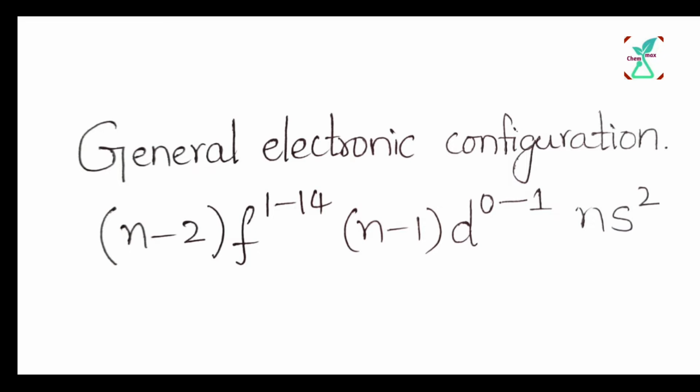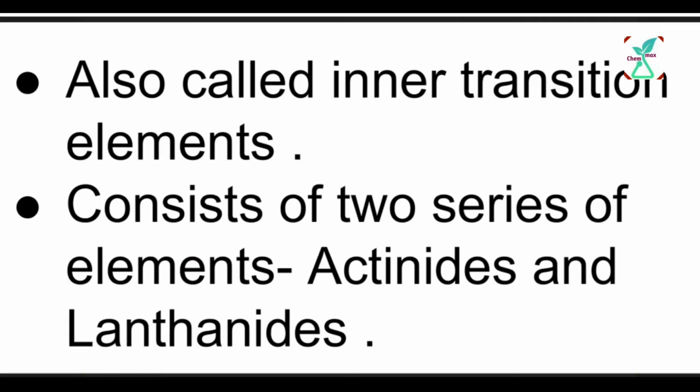These elements are also called inner transition elements and consist of two series of elements, and they are placed at the bottom of the periodic table. These two series are generated by the filling of characteristic electrons in the 4f orbitals and 5f orbitals.